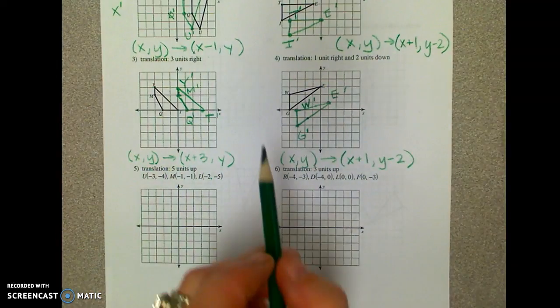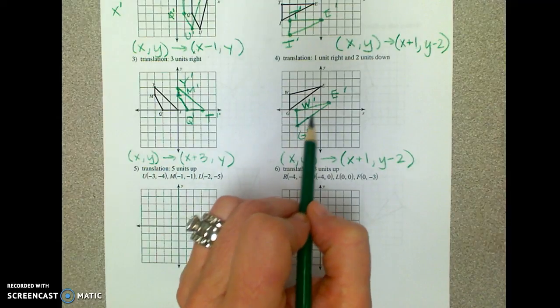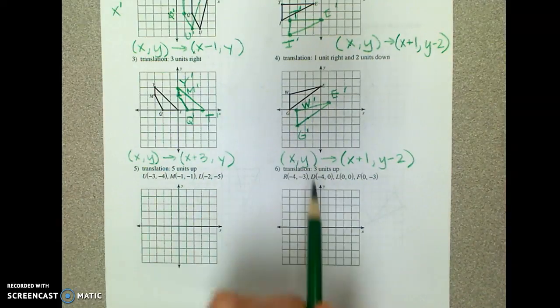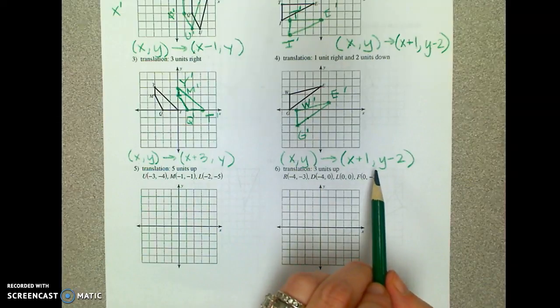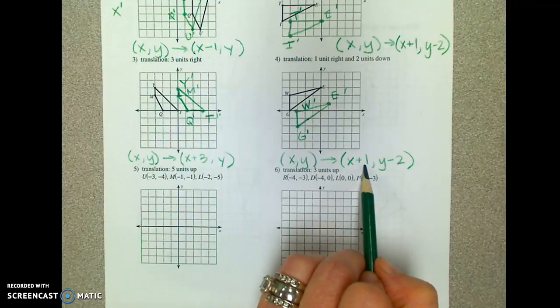All right, so for number 4, I made my new image. Yours should look like mine. I labeled all my points with the prime notation, and then I wrote down here the rule. X went up 1, well, to the right 1, so it increased by 1.